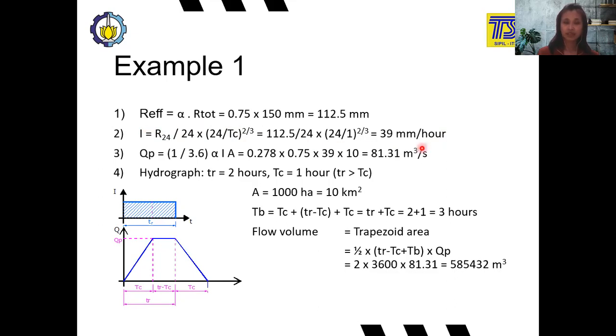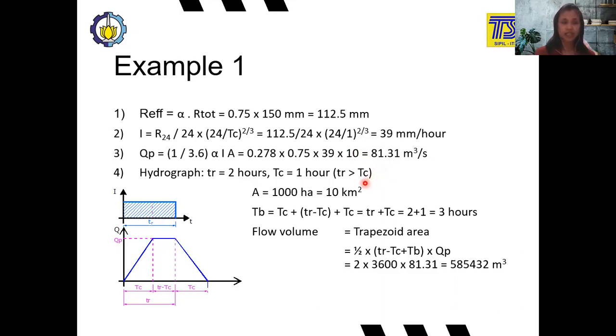And then after this, we can calculate the peak discharge using rational formula, 1 divided by 3.6, because we will use the metric units, and then 0.75 as an alpha, and then rainfall intensity 39, and the area of 1,000 hectares, which means 10 kilometers square. And then we got the peak discharge of 81.31 meter cube per second.